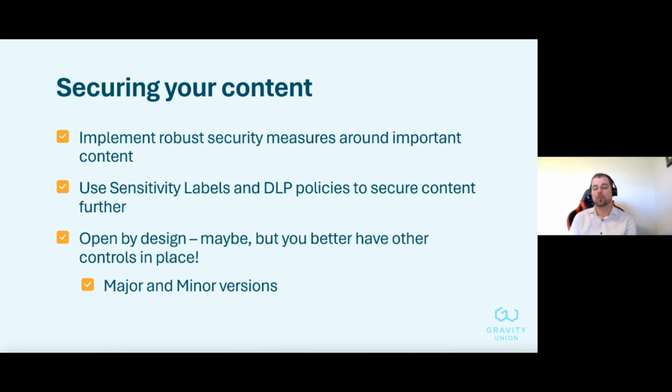Maybe you've been going down an open by design process, which can still be fine, right? But you better have some other controls in place that allow you to control this content. So maybe you want major versions, managing the life cycle of the content itself, applying sensitivity labels that prevent certain people from accessing different content and things like that. You want to make sure that all those are in place as you go down this AI journey.